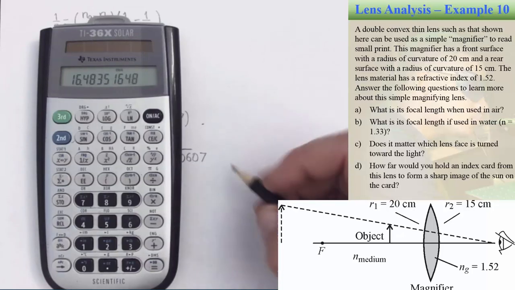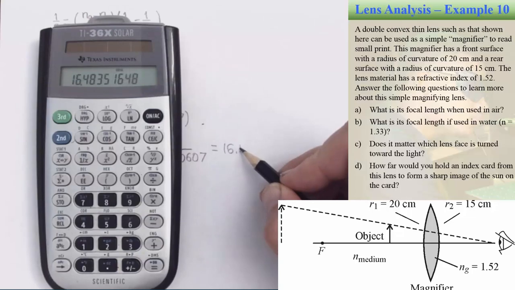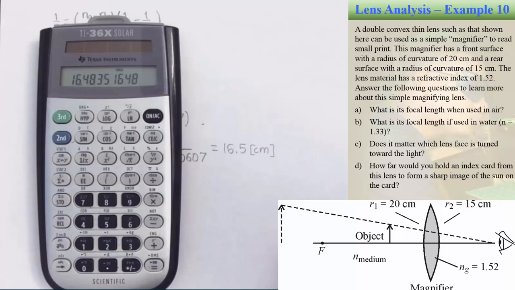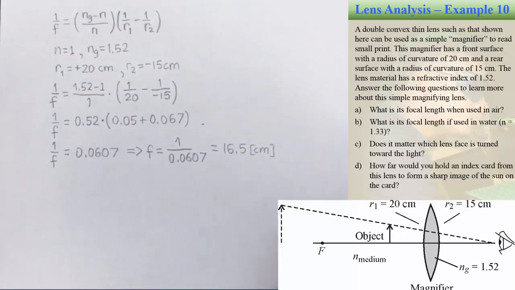To come up with the value of 16.48, or rounded 16.5 centimeters, as the focal length of this lens if it's placed in air.